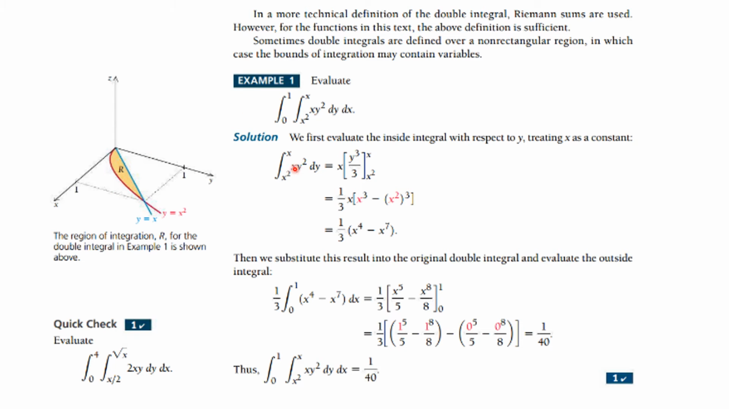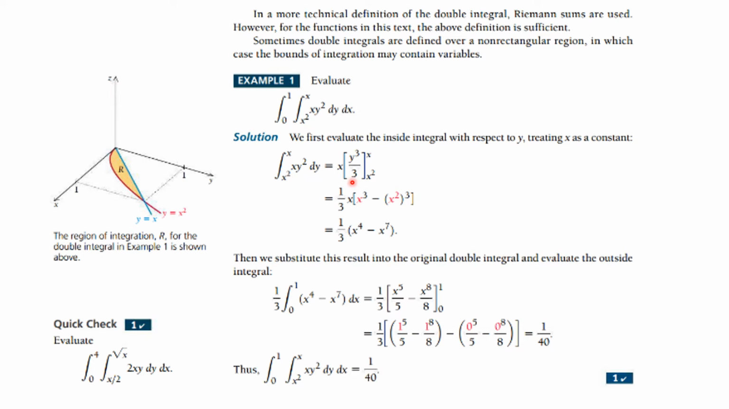So in this example 1, we're evaluating the definite integral from 0 to 1, of the integral from x squared to x, of x y squared dy. You see the dy is the first one you do, and the dy corresponds to this integral sign, and the dx corresponds to this integral sign. So this is what we're going to be evaluating. Again, we evaluate the inner integral first. So we evaluate this one first: from x squared to x of x y squared dy.